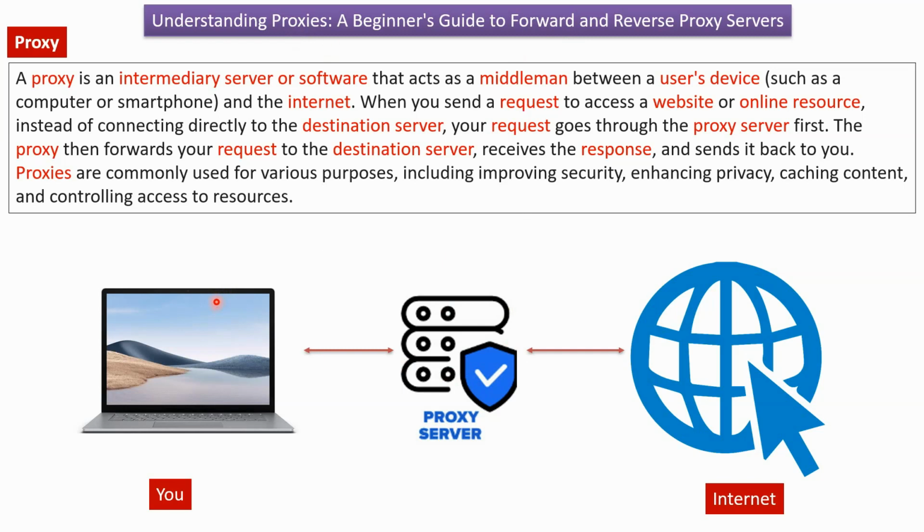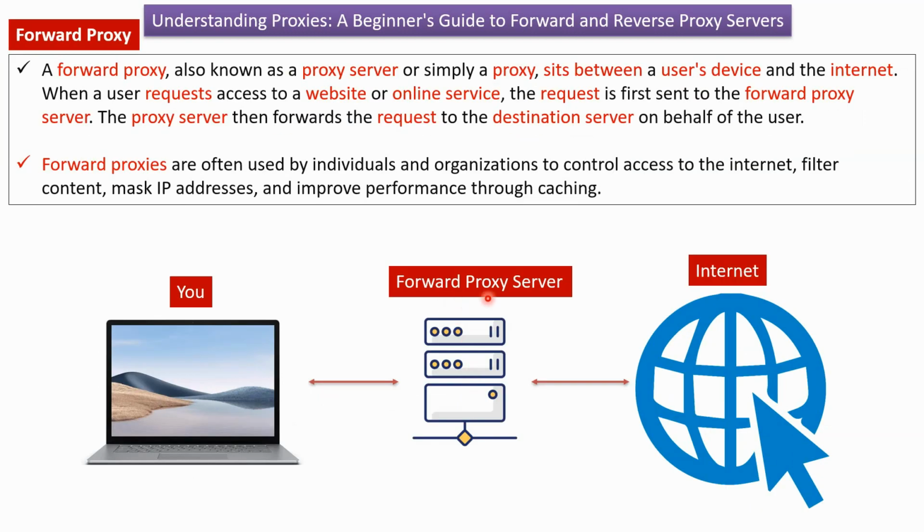When you send a request to access a website or online resource, instead of connecting directly to the destination server, your request goes through the proxy server first. The proxy then forwards your request to the destination server, receives the response from the destination server, and sends it back to you. Proxies are commonly used for various purposes, including improving security, enhancing privacy, caching content, and controlling access to resources.